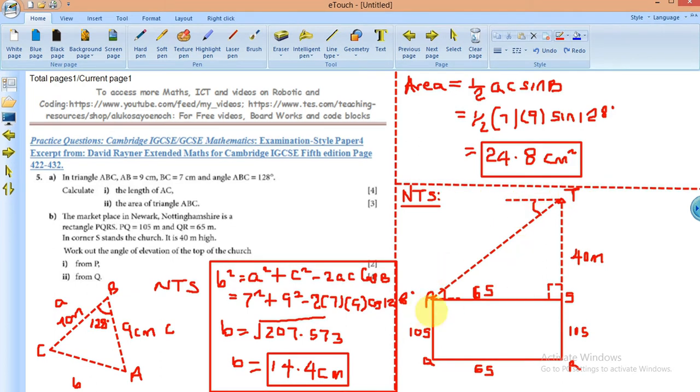So let's label the angle of elevation of the top of the church from P as theta 1. By implication, this one here is also theta 1. We actually have a right angle here already. Let me just complete my meter here, and this one is meter. So this is the right angle already, so I can complete that.